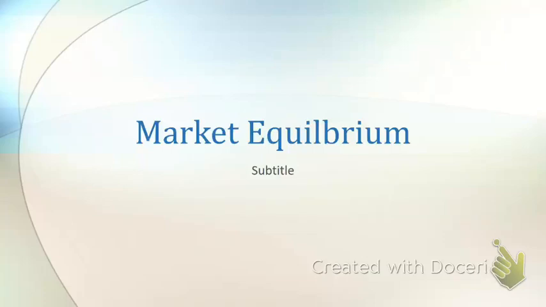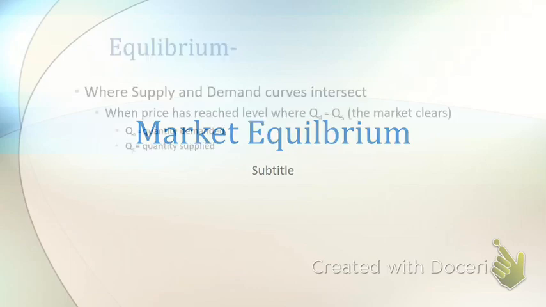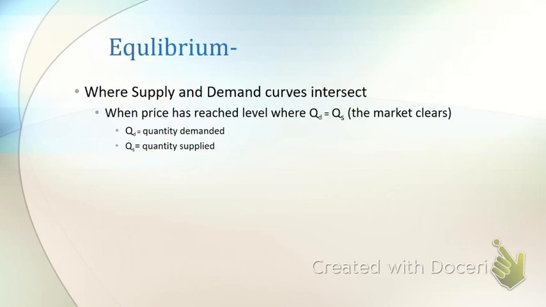We're going to talk about market equilibrium now. This combines the concepts of supply and demand. So market equilibrium determines the price and quantity that is going to be produced based on the intersection of the supply and demand curves. When prices reach the level where the quantity demanded equals quantity supplied, we say the market clears. So Q sub D means quantity demanded, Q sub S means quantity supplied.